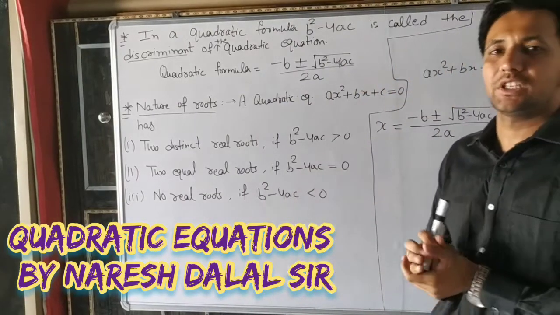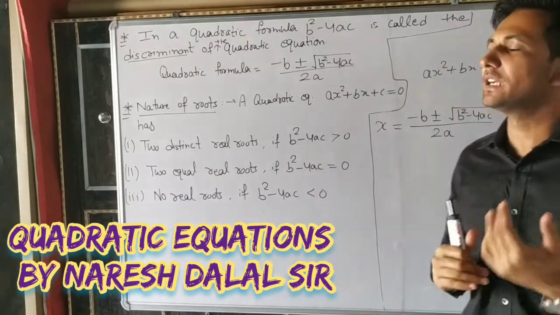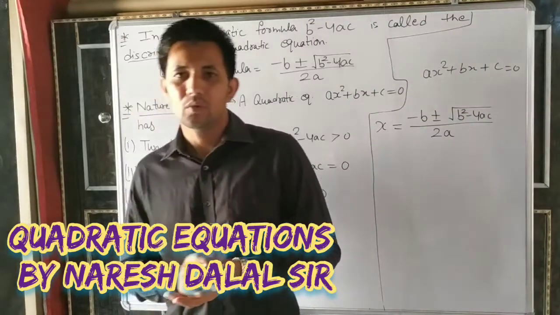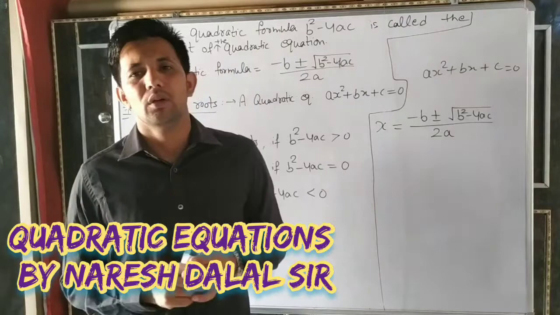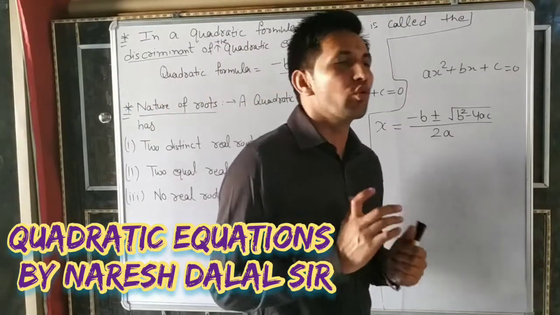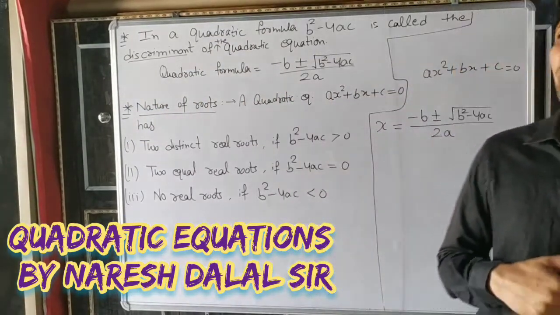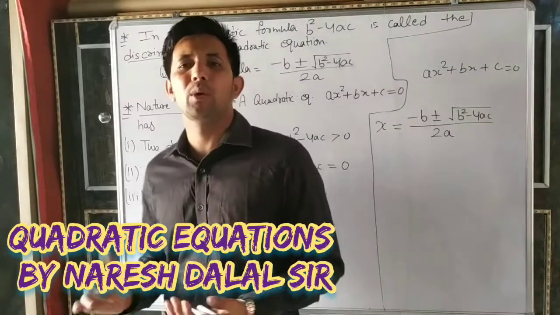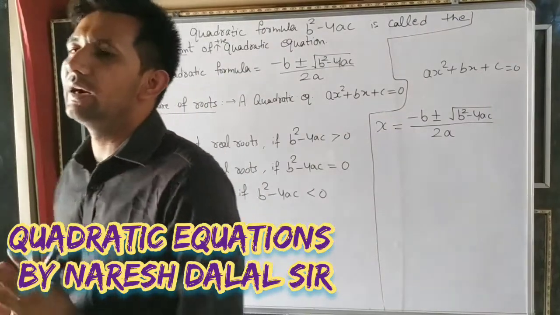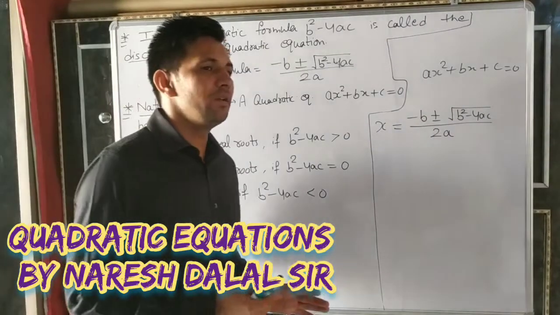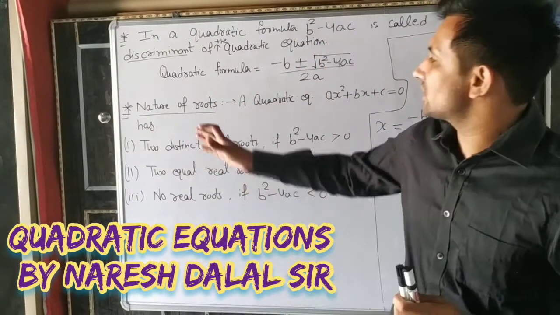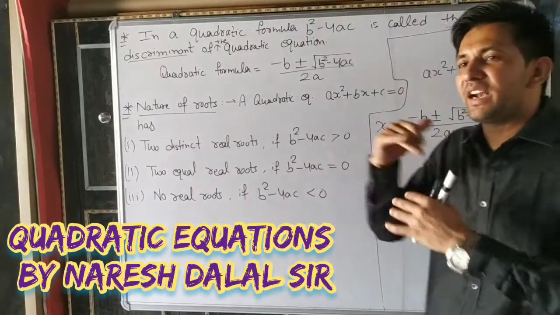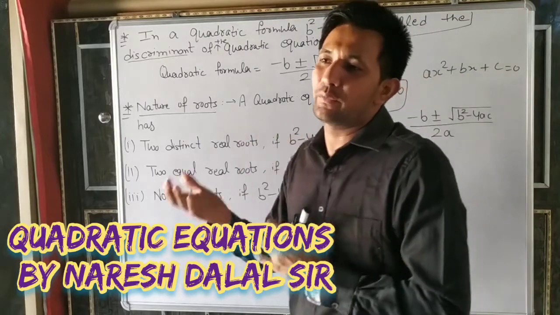Yesterday we already finished exercise 4.3. In exercise 4.3 we learned how to find the roots or solutions of a quadratic equation by using the quadratic formula or by splitting the middle term. Today we will learn about the nature of the roots. What does nature mean? Nature means the different types of roots, and what are the different types?